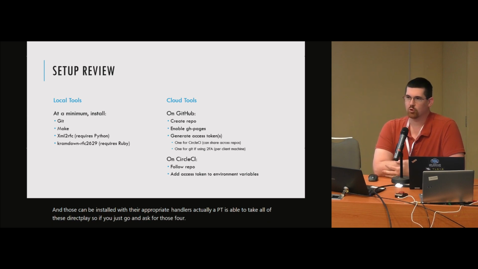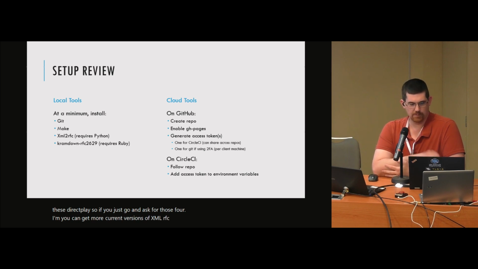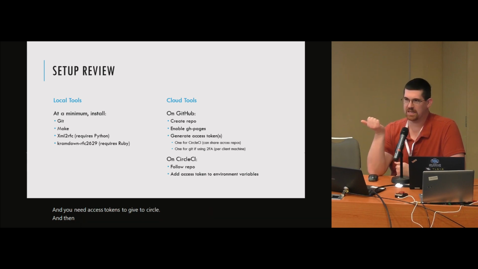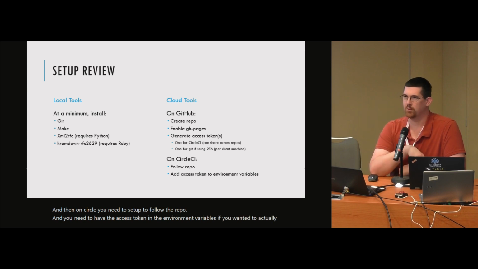You can get more current versions of XML to RFC off of the PyPI installer, and Cramdown can come off of Ruby gems. On the cloud side, you need to create your repo either with a script or manually, and you need access tokens to give to Circle. And then on Circle, you need to set it up to follow the repo, and you need to have the access token in the environment variables if you want it to actually populate back to the repo on your behalf.